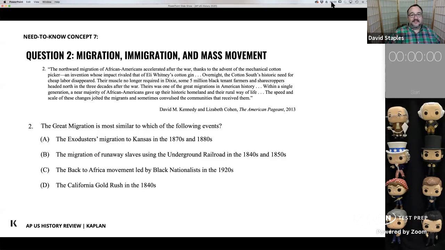Number two, this is a great question, by the way. This is fantastic. I wish that this was like a short answer question. This is so good. All right, so 30 seconds. Let's go for it.